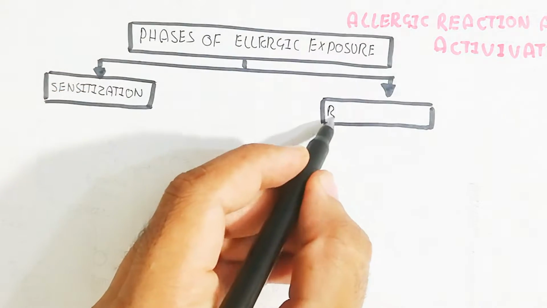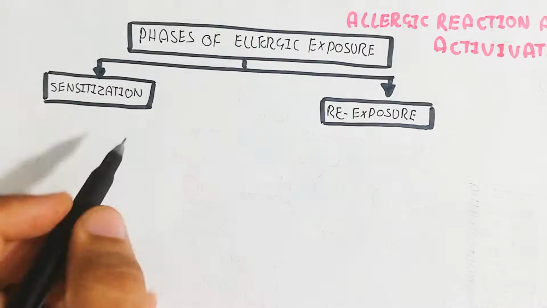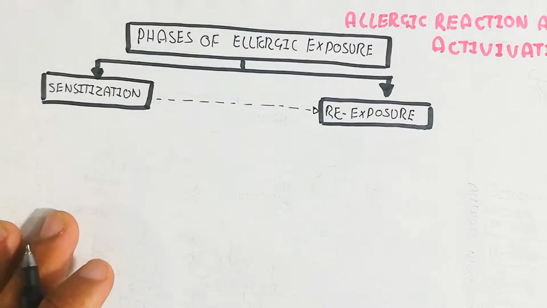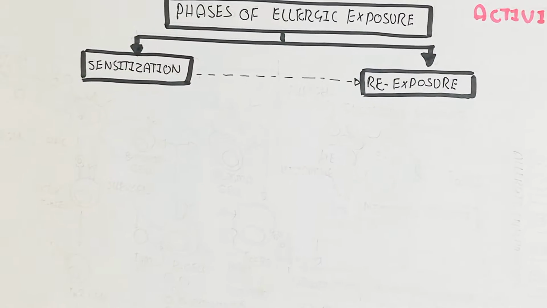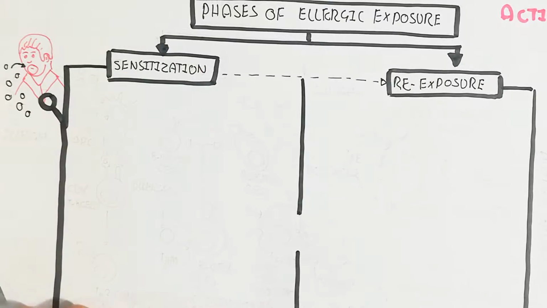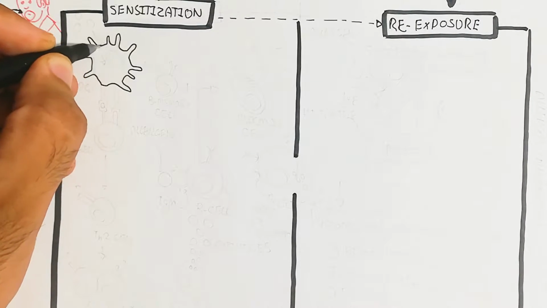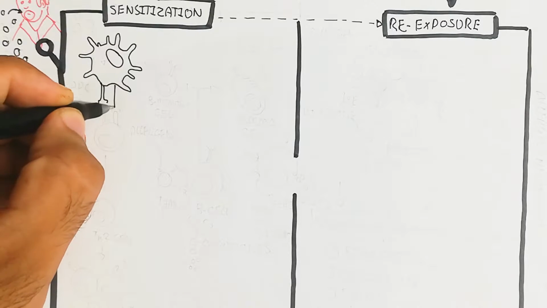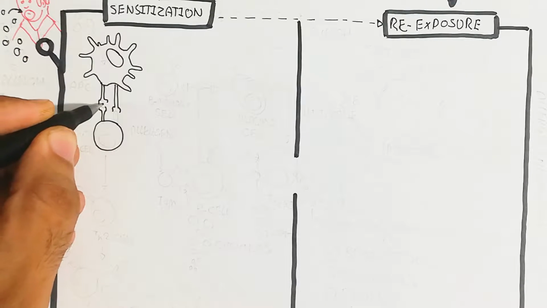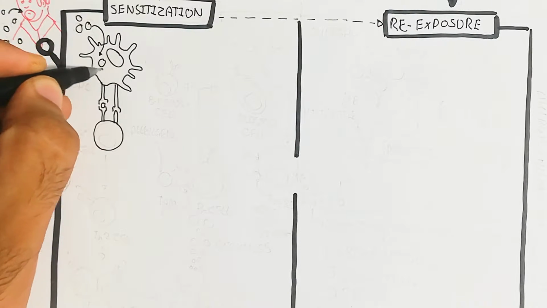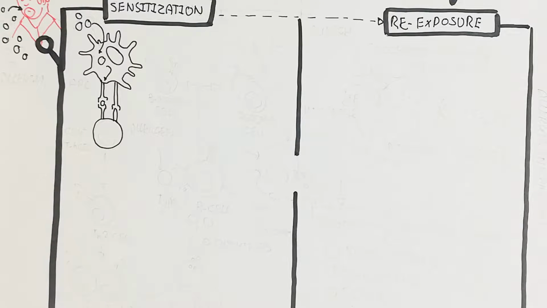as histamine. The first phase of allergic exposure is sensitization, at the first exposure, while the second one, re-exposure, will lead to the allergic reaction. But the first exposure can also produce an allergic reaction. So let's begin to understand what this is.